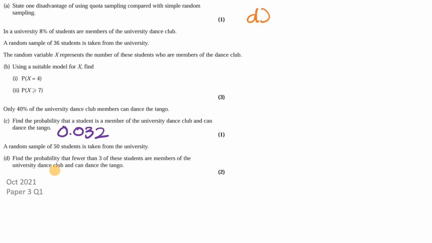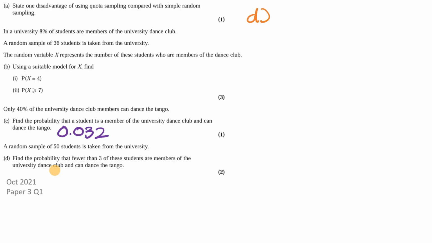Okay, so the question says that a random sample of 50 students is taken from the university, and we need to find the probability that fewer than 3 of these students are members of the university dance club and can dance a tango for 2 marks. Okay, so I think this is quite a difficult question, but if you don't know how to do it, once I explain it, hopefully it will make sense.